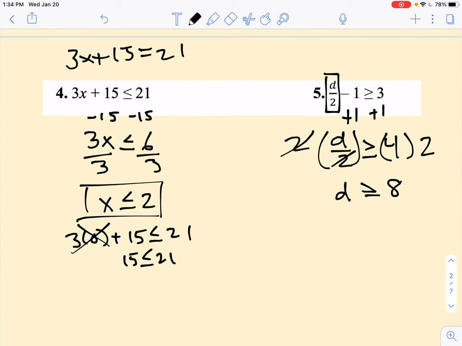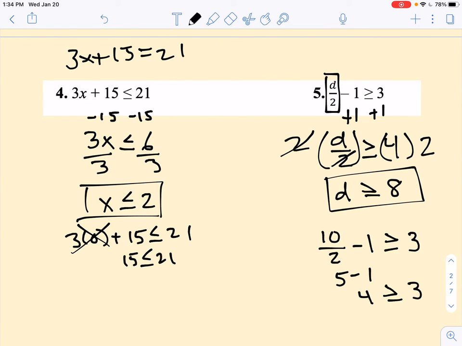So let's try an easy number and see if this works. Let's try 10. So 10 divided by 2 minus 1 is greater than or equal to 3. Well, 10 divided by 2 is 5. 5 minus 1 is 4. Is 4 greater than or equal to 3? Yeah, it is. So we got a nice answer there. It looks good. Again, we haven't done anything weird yet. This is just your basic way of solving these inequalities.